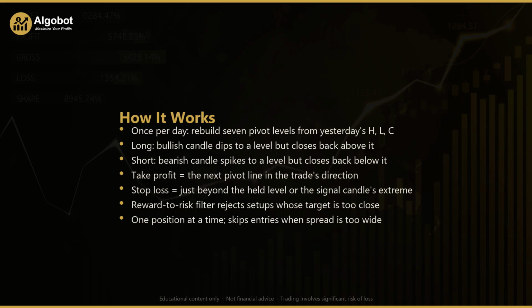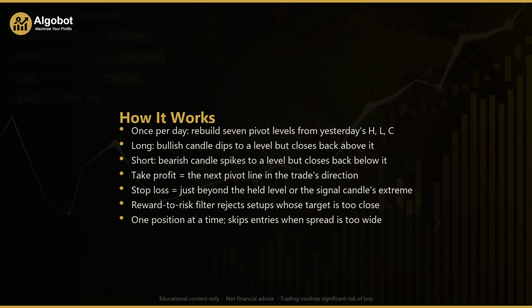The strategy detects a bearish candle, one that closes lower than it opened, whose high spikes up to a pivot line or pierces just above it, but which then closes back below that line. Resistance held, so the EA sells the rejection. The take profit is the next pivot line down, and the stop sits just beyond the level or the candle's high, plus the buffer. Before committing to any trade, the strategy applies a reward-to-risk filter.